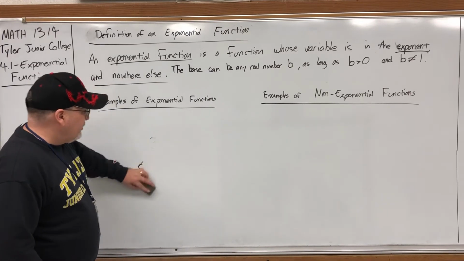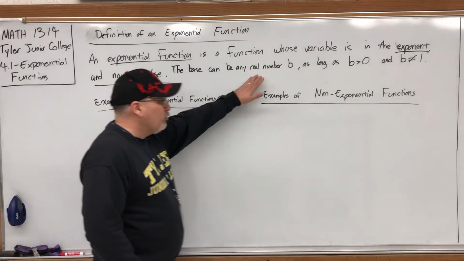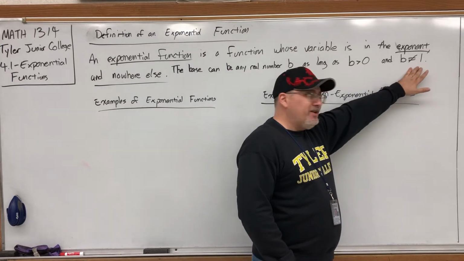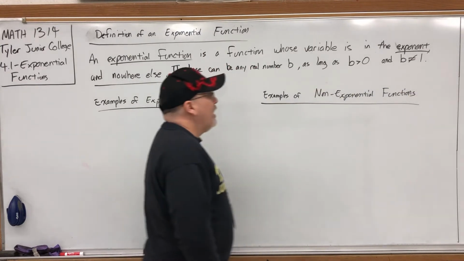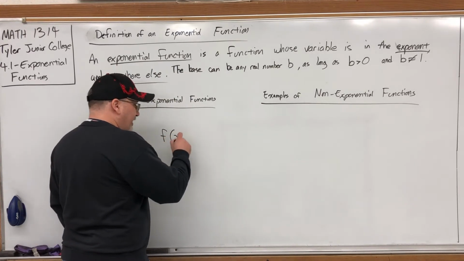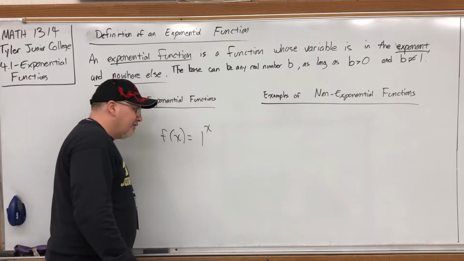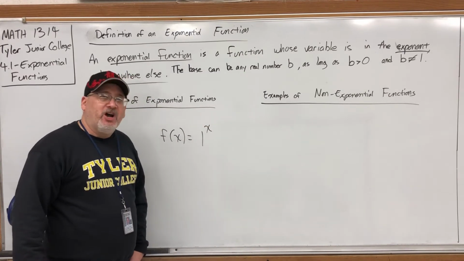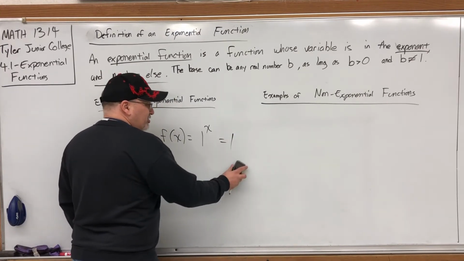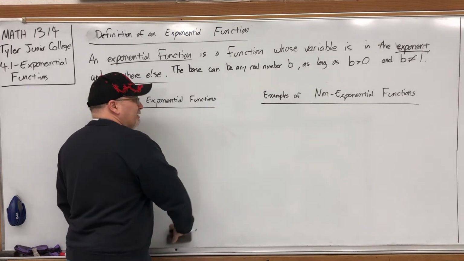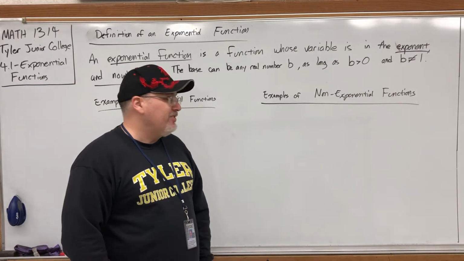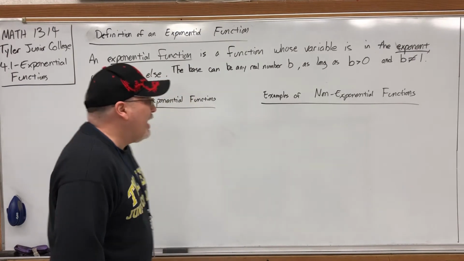Now, the number for the base does have some restrictions. The base can be any real number as long as it's positive, so greater than 0, and not equal to 1. The reason we exclude 1 as a possible base is if you have a function like f of x equals 1 to the x power, this isn't really an exponential function, it's a constant function, because 1 raised to any power is 1, so it's kind of redundant to even say to the x power. So we eliminate the possibility that the base is equal to 1. There's another reason the base isn't equal to 1. When we get to the next section, 4.2, you'll see why.